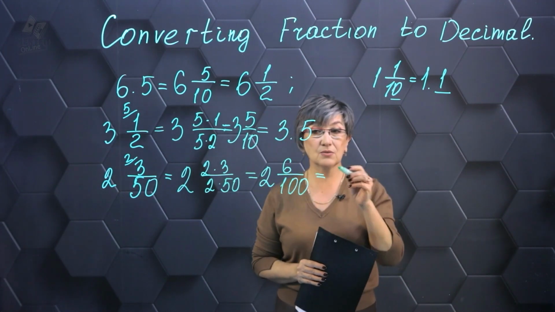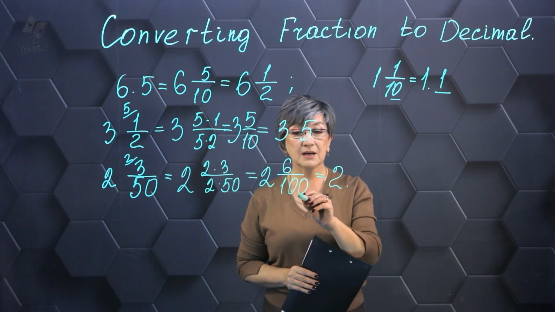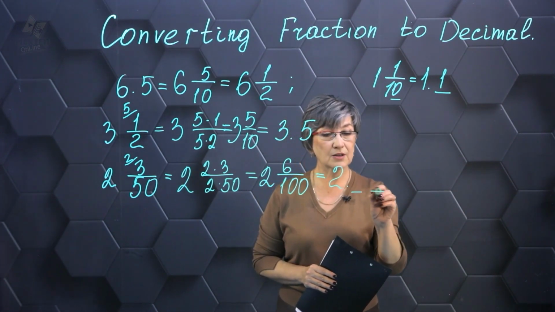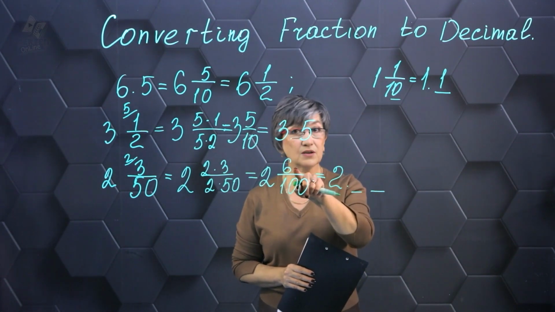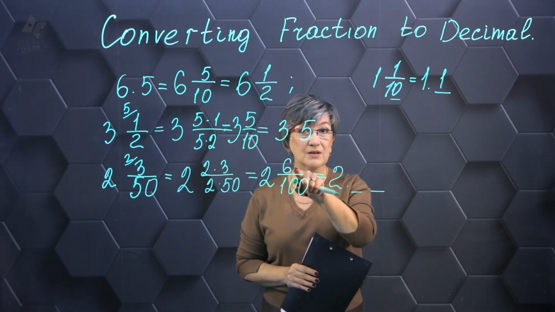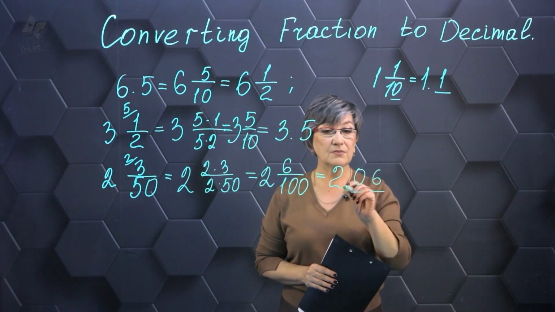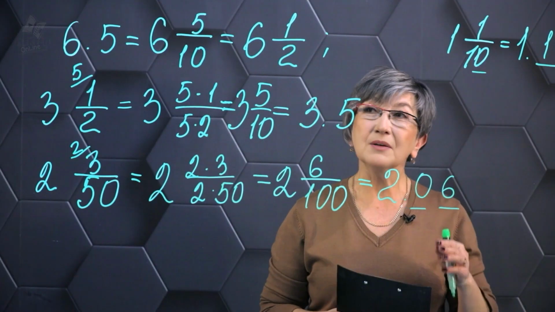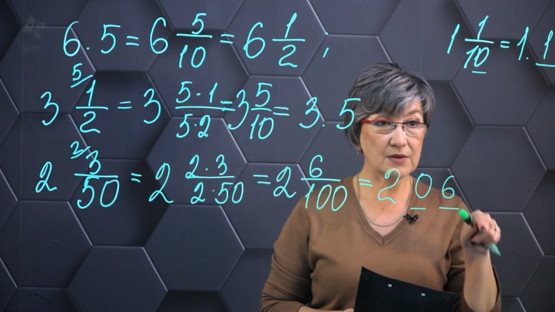I write down 2 integers, and then I have 2 zeros in the denominator. That means there should be 2 digits after our dot. I've only got a number, which is 1 digit. Then I write down 06, and the result is 2.06. So guys, we have learned with you to convert an ordinary fraction into a decimal fraction.